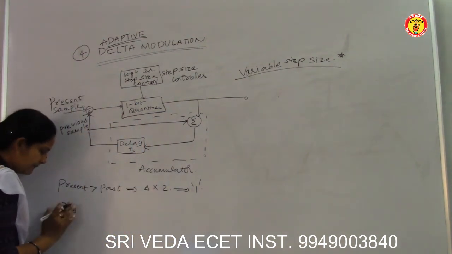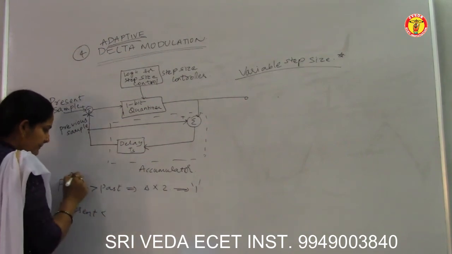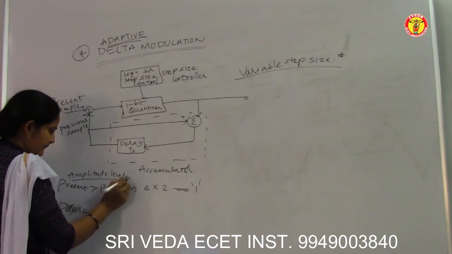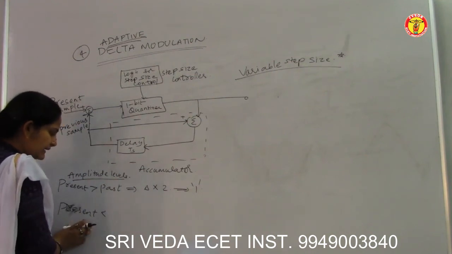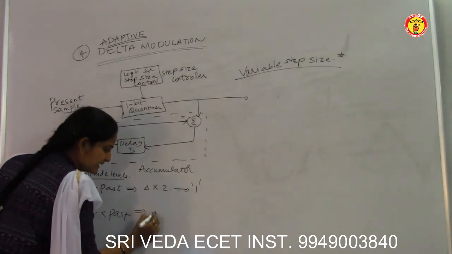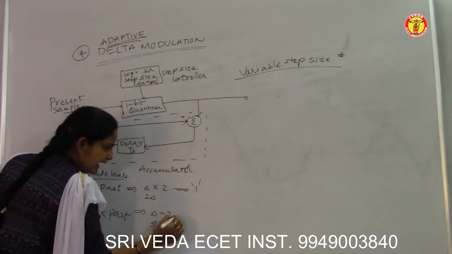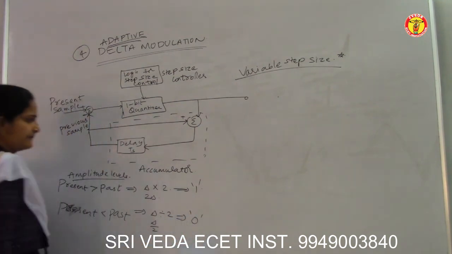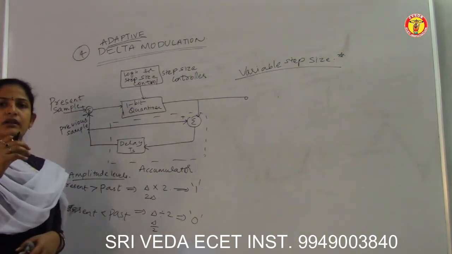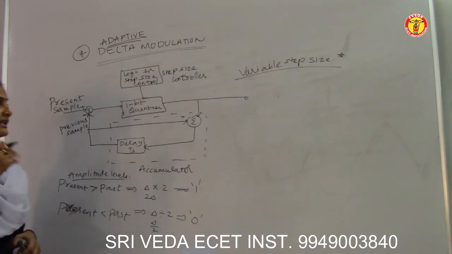And when my present sample value is lesser, I am comparing amplitude levels here. So when my present sample amplitude level is lesser compared to the past one, then my step size is halved, and a binary bit 0 is transmitted. By using this, my step size is able to follow or adapt to the changes in the input signal variations, that is analog signals.